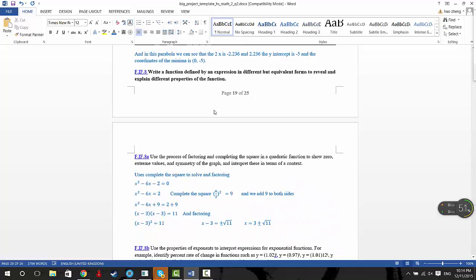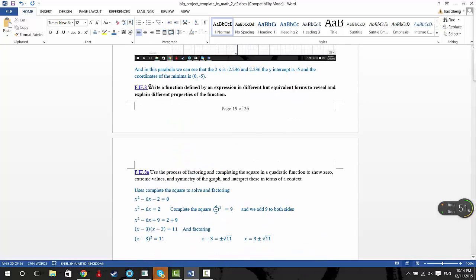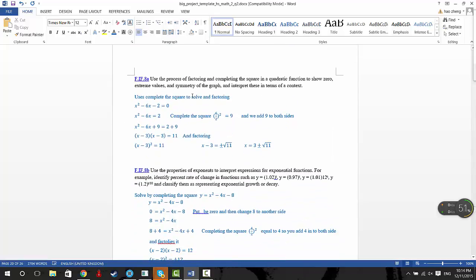And look at this. Write a function defined by an expression in different but equivalent forms. Here, express, factor, and complete the square of a quadratic to show zeros. So we always use completing the square to solve instead of factoring. Oh my god, complete the square again.